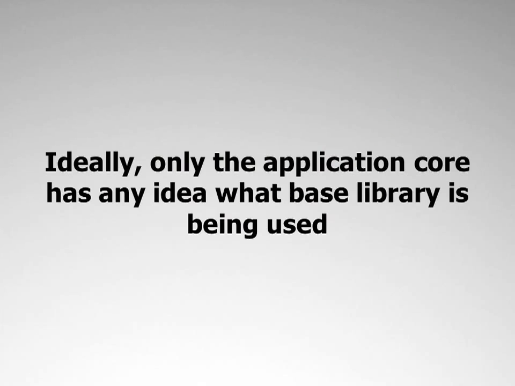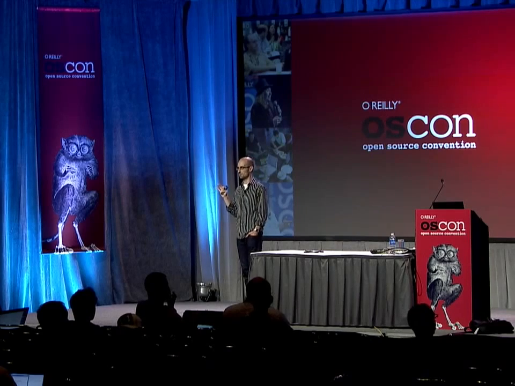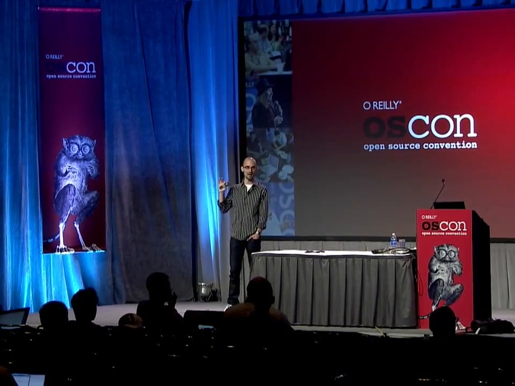So ideally, only the application core has any idea what base library is being used. I say ideally because I don't want people to come after me and hunt me down after this, as they tend to do when I give this talk. If you want to build your application on Dojo and you feel like it's okay that everything in your application uses Dojo and you want to bank on that for the next 5 years or so, I will not stand in your way. However, if you do abstract that out as much as possible, that means at some point later you could swap out to YUI and everything would just continue to work.